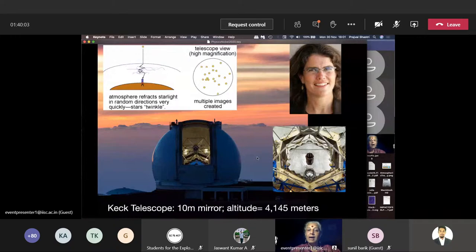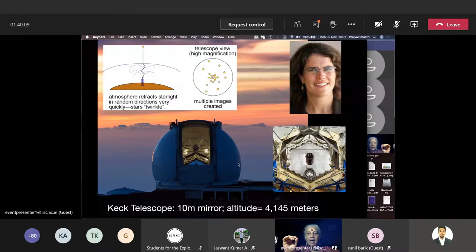Now, the trick that she used was something called speckle interferometry or speckle imaging. What that means is that you make your detections so fast, that is, you make your exposures so short, that effectively you're taking an exposure each time the star image dances around in the focal plane. So that way you overcome this distortion that the turbulence of the atmosphere is causing.